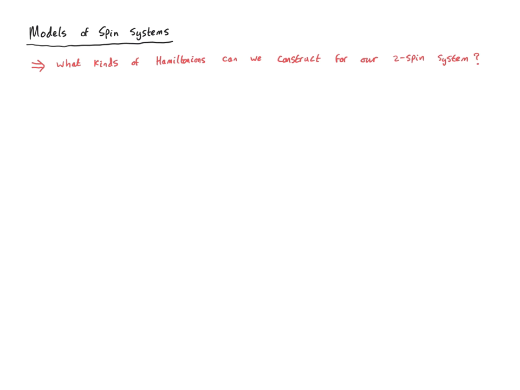Now I want to move on to discussing models of spin systems. What kind of Hamiltonians can we construct, for example, for our system comprising 2 spins 1/2? The simplest kind of interaction between 2 spins is the so-called exchange interaction. The exchange interaction between 2 spins A and B is simply J S_A dot S_B.